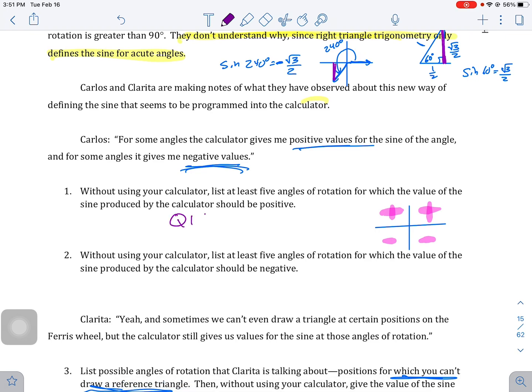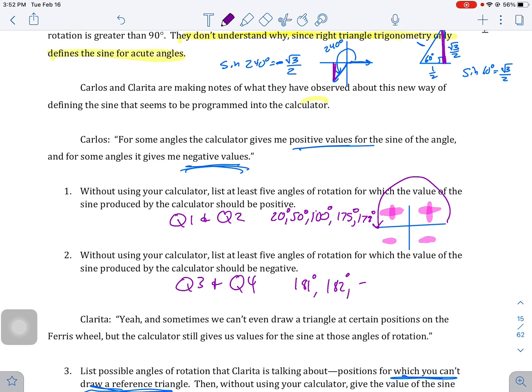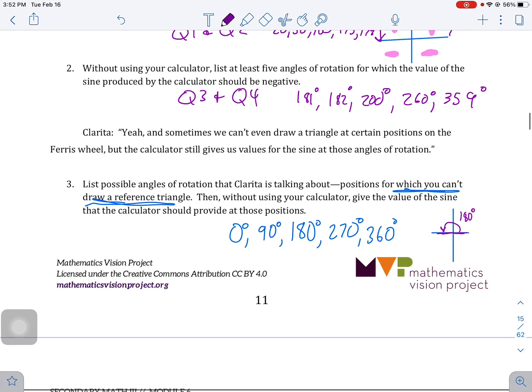Well, quadrant 1 and 2 should be positive. So anything like 20, 50, 100, 175, 179 degrees. So really anything in 0 to 180 degrees, whereas the negative is anything in quadrant 3 and quadrant 4. So this would be 181, 182, 200, 260, and 359 degrees would be some possibilities.